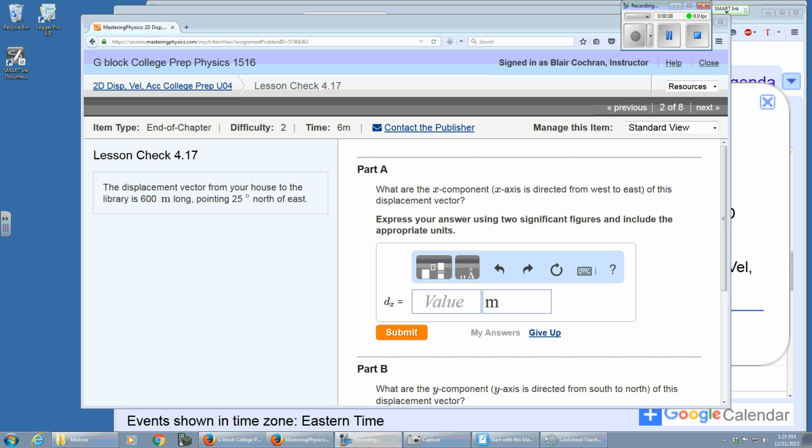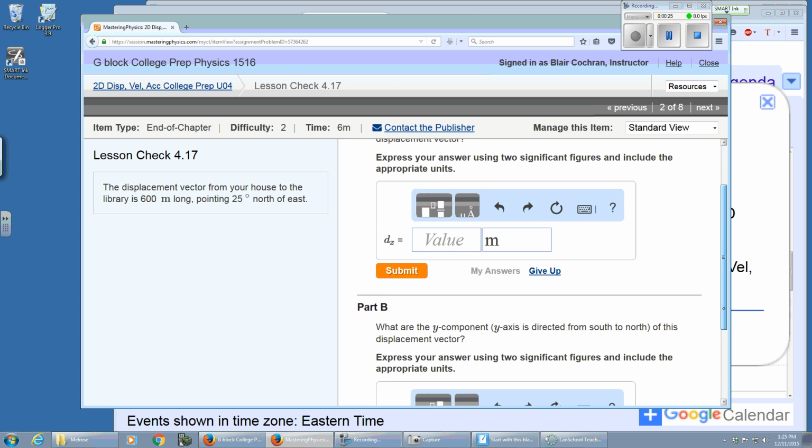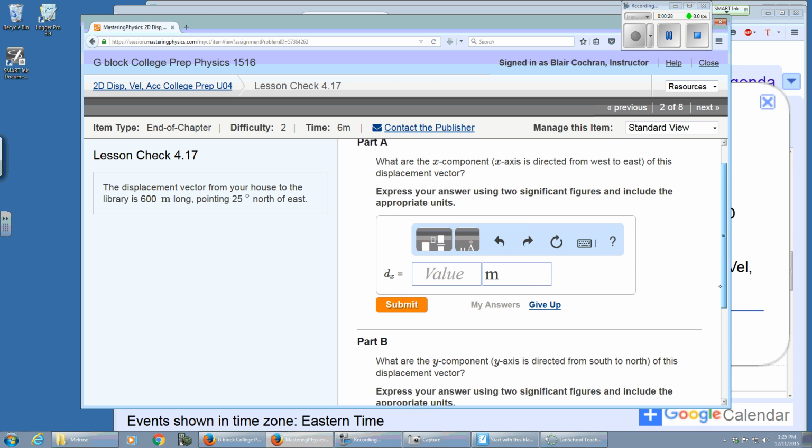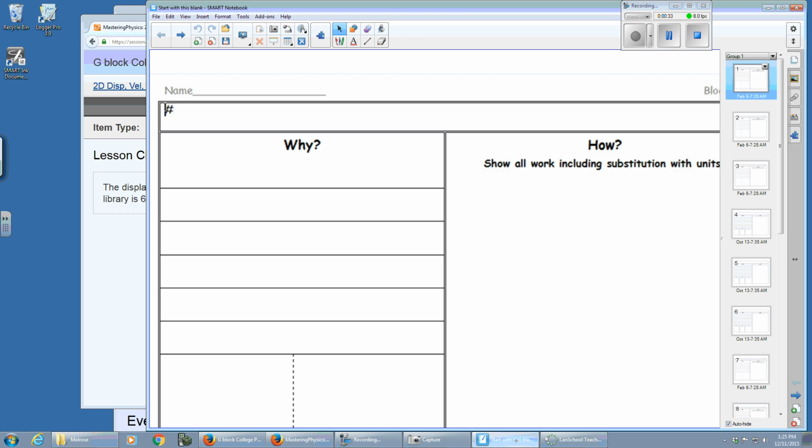All right, so we have a displacement vector from your house to the library, 600 meters long, pointing at 25 degrees north of east. The x component is the east-west, and I'm guessing the y component is north-south. And always use, in this one they want 2 sig figs. So I would start off with a diagram.